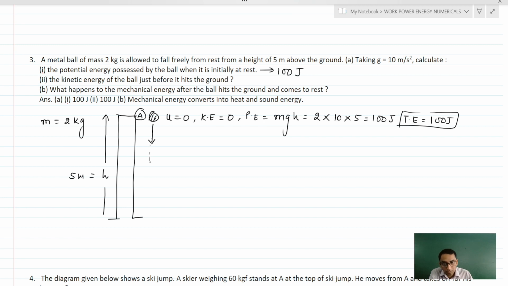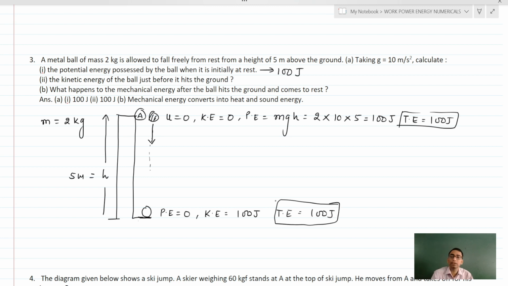The kinetic energy of the ball just when it hits the ground. So as the ball comes down, its height above the ground decreases. So the potential energy decreases, its kinetic energy increases because the total energy has to remain the same. So when the ball is just about to touch the ground, the potential energy is 0 because height above the ground is 0. So the kinetic energy has to be 100. Then and only then the total energy will be 100 joules, because the total energy at the top should be equal to total energy at the bottom as per law of conservation of energy.